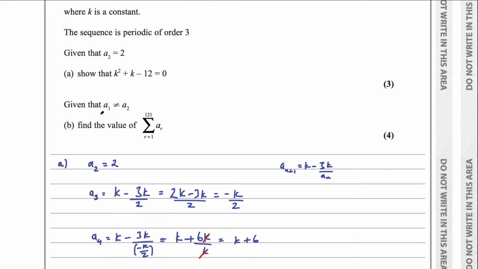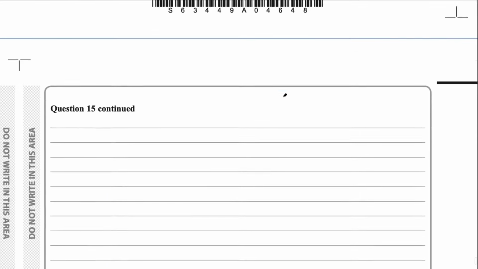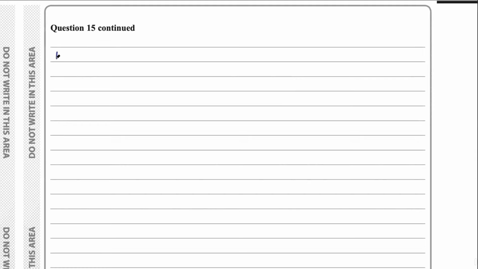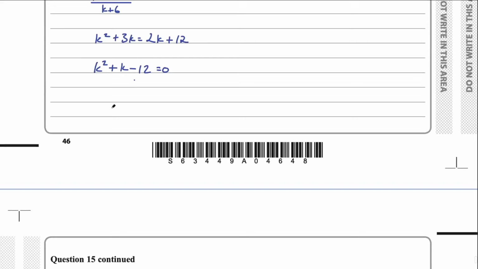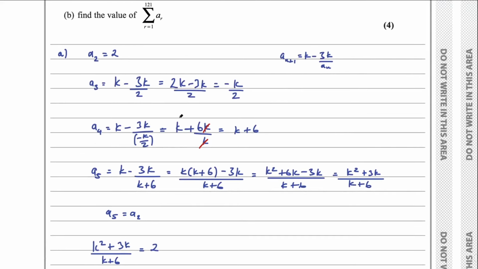Part B says, given that a sub 1 does not equal a sub 2, find the value of the sum of the first 121 terms of this sequence. Let's get started on part B down here. Firstly, we're told a sub 1 does not equal a sub 2, and we're looking for the sum of the first 121 terms of this sequence. Well, what I would start with is looking for a value of k to get some actual values for these terms in the sequence.